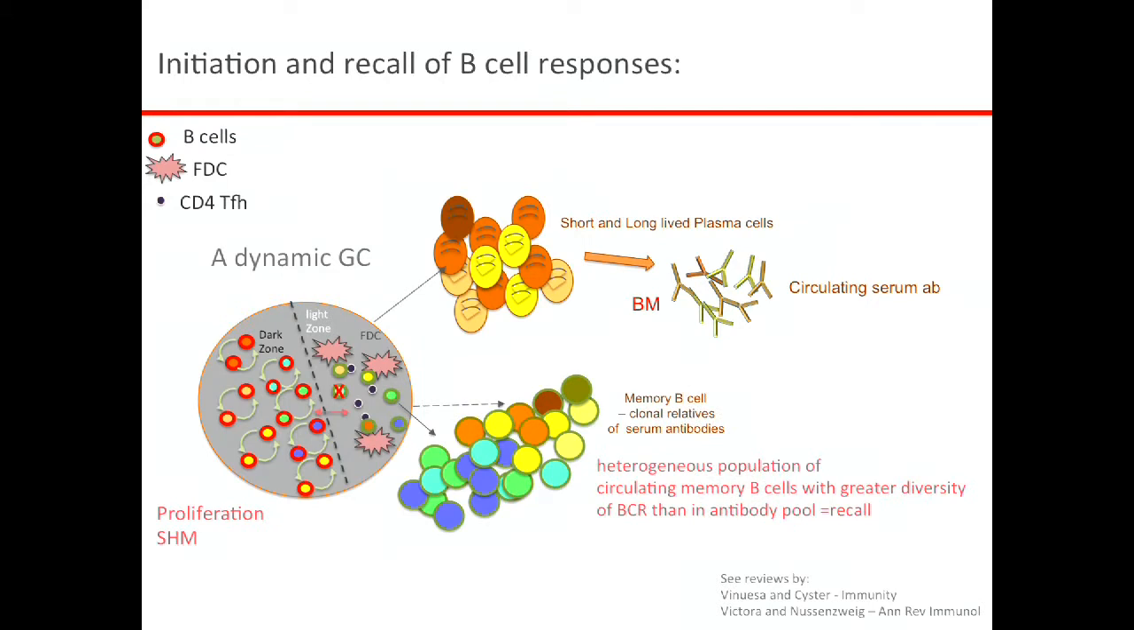or they populate the peripheral blood as a heterogeneous population of circulating memory B cells, with actually greater diversity in their BCR than the antibody pool. This is essentially what we call recall responses, and these are high affinity memory B cells. Upon re-encounter with their antigen, they can go back into a GC or form a new GC and then start the whole process again of somatic hypermutation. We could view vaccine success as this cyclical process.